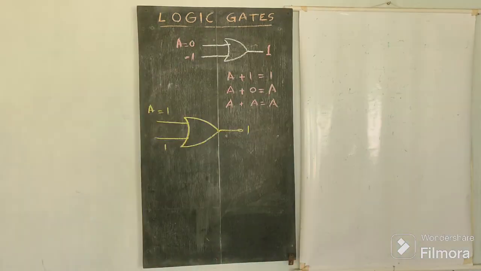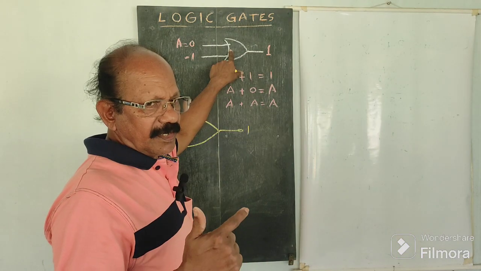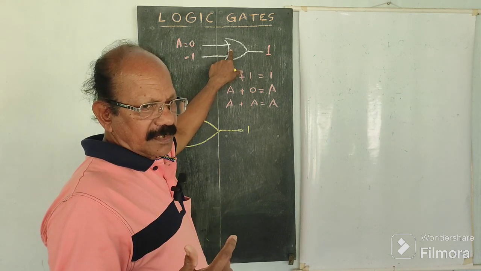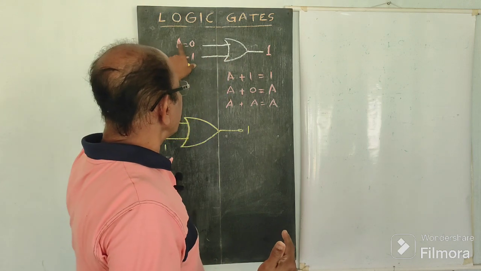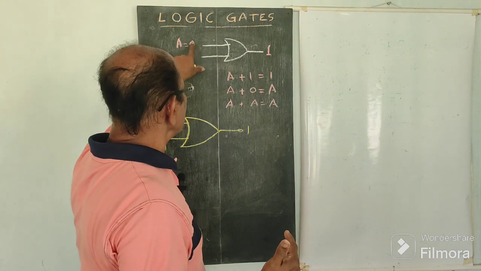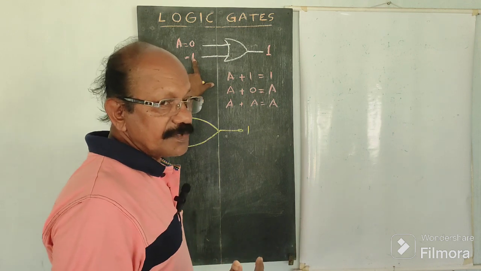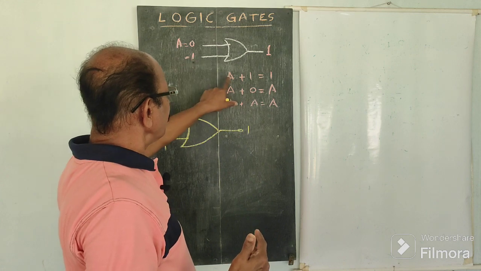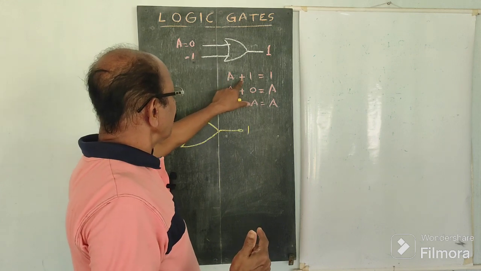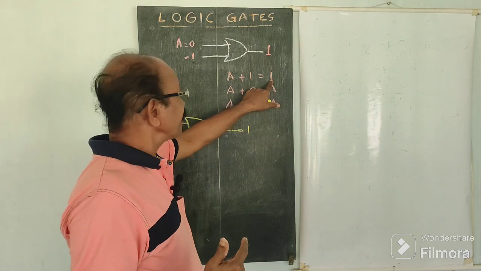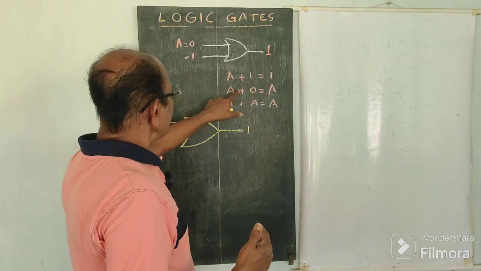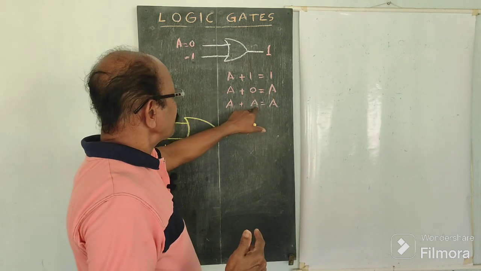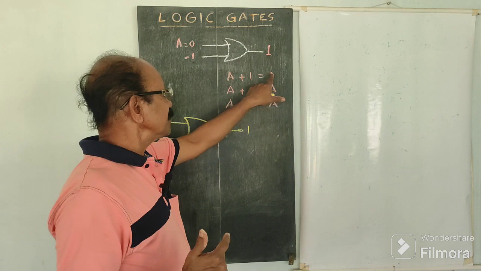We can put the above OR laws in more general terms with a figure. I am giving the figure here. 1 plus 1 is equal to 1. That means, in general terms, here A is the input, A is equal to 1 or 0, then the output must be: A plus 1 is equal to 1, A plus 0 is equal to A, and when both inputs are A, the output is equal to A.